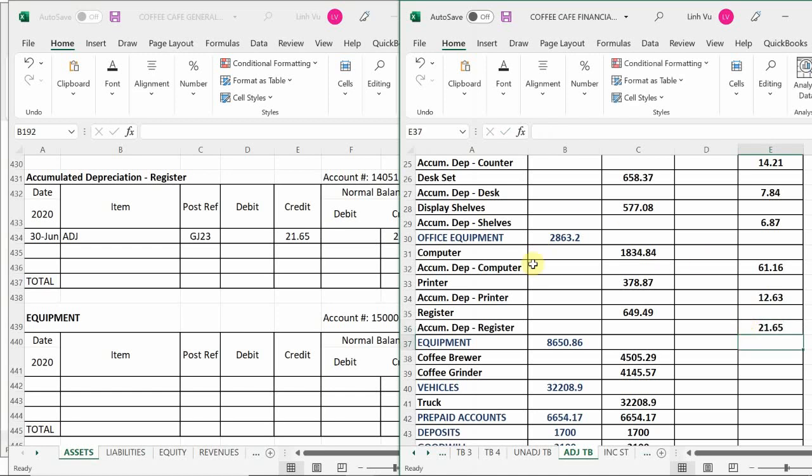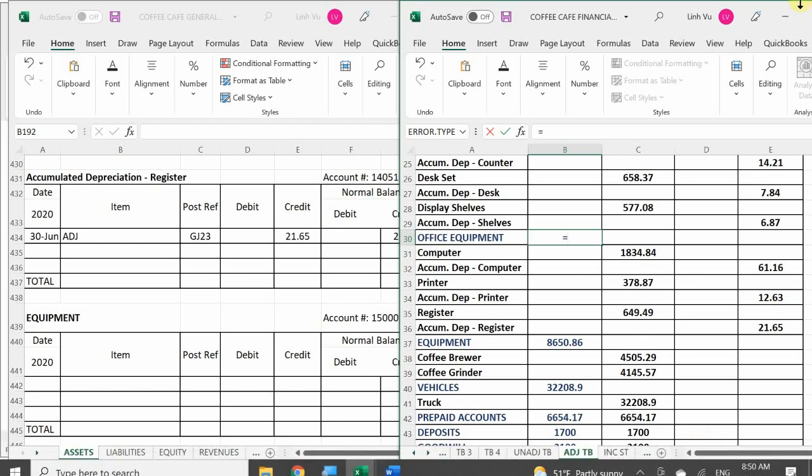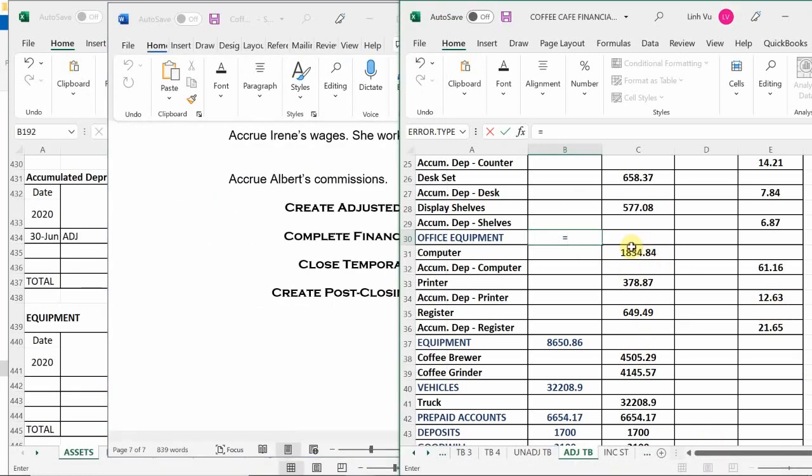So once again, we have $2,863 worth of office equipment. I'm going to take my computer, subtract my depreciation, add my printer, subtract the depreciation, add my register, subtract my depreciation. So that now I'm down to $2,776 worth in my office equipment.